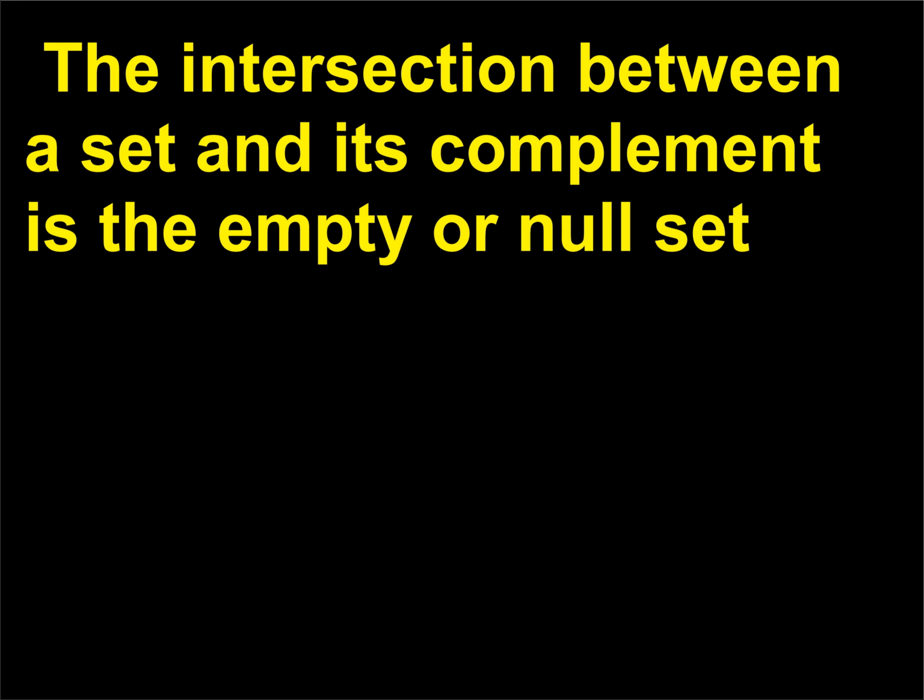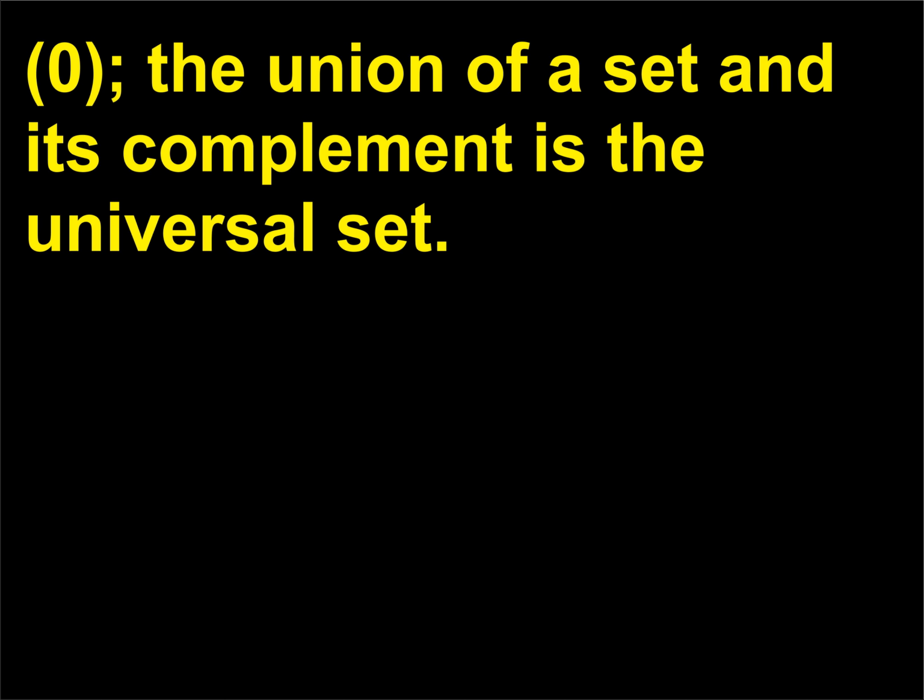The intersection between a set and its complement is the empty or null set, ∅. The union of a set and its complement is the universal set.